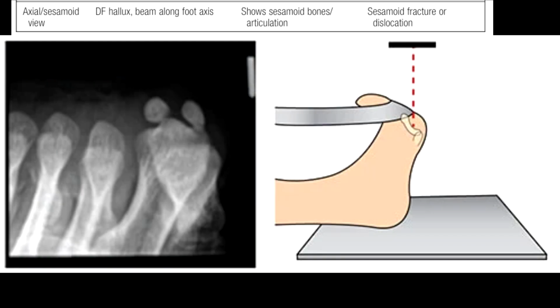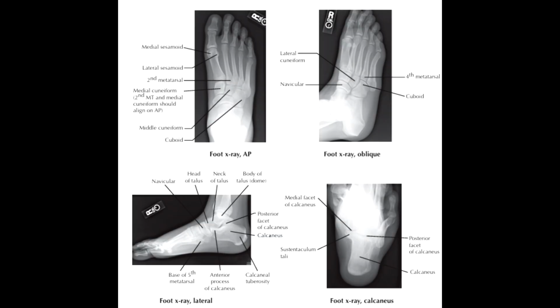Because the sesamoids function as pulleys for the flexor hallucis brevis tendons, any disruption can cause significant forefoot pain and dysfunction. Sesamoid pathology is especially common in ballet dancers, sprinters, and individuals with chronic hallux valgus.